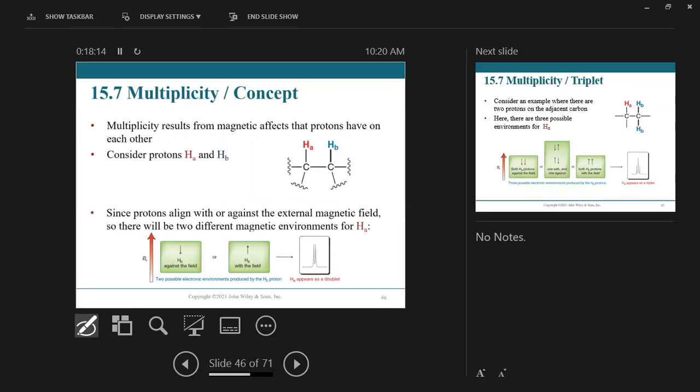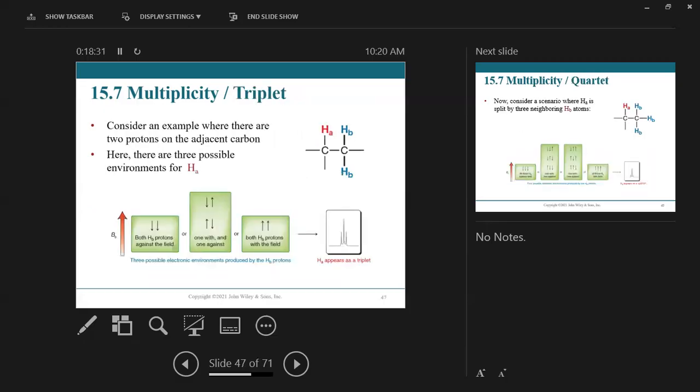This multiplicity results from magnetic effects that protons have on each other. Consider the protons HA and HB. Since the protons align with or against the external magnetic field, there'd be 2 different magnetic environments for HA. So then with this one, there's 3 different environments. And you see it as a triplet. You could just count this as 1, and then you could add this right here, and that's how you could get a triplet too.